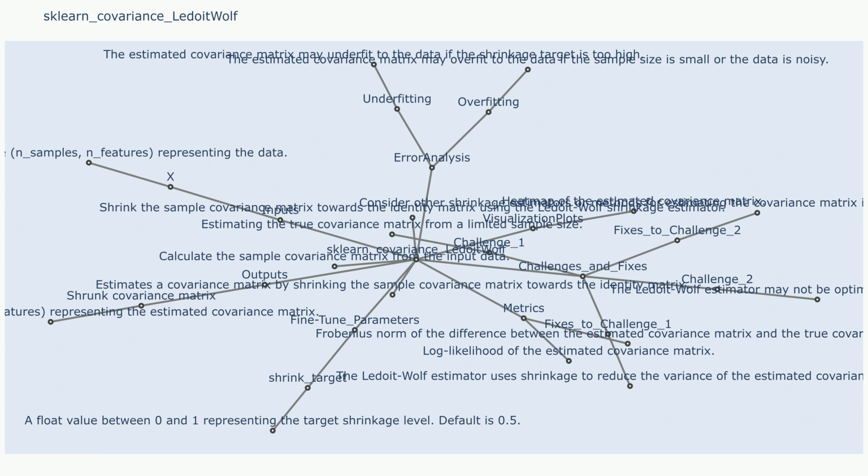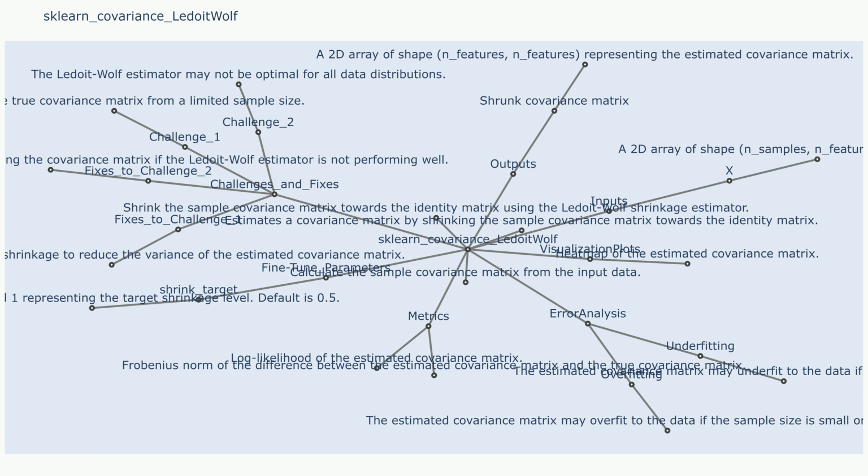Fine-tune parameters. Assume centered. This parameter allows you to specify whether the data is already centered, potentially improving computational efficiency. Shrinkage. While the estimator calculates the shrinkage coefficient automatically, you can optionally provide a custom shrinkage coefficient if desired.